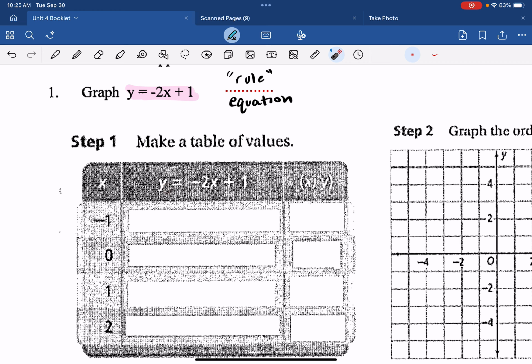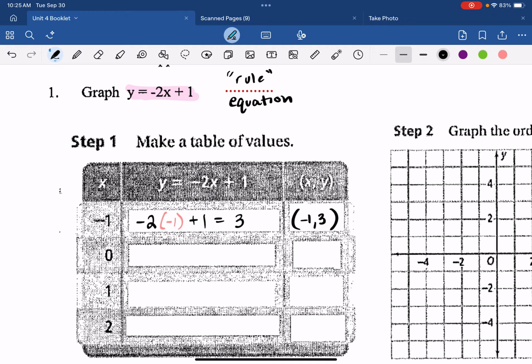If you think about this like a machine, all we're going to do is take our input, plug it in for our x value, and see what my equation spits out. That's my dependent variable. So if I plug in a -1 for x, so it's replacing the x, I'm going to get a 3. And then remember, we can write that as an ordered pair. My x value was -1, my y value was 3.